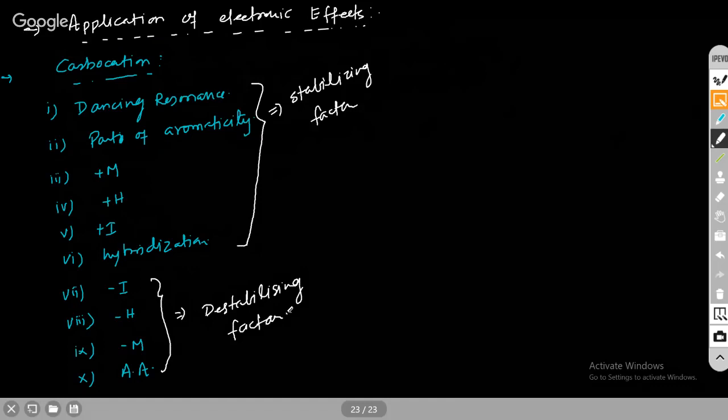Okay. The meaning of this is what? Suppose in the given molecule, suppose four molecules are given, right? And in those four molecules, in one molecule we have aromaticity possible, in another plus M, then plus H and plus I. So the molecule which shows aromaticity is most stable, then we'll have plus M, then plus H, and then plus I. This is the meaning of this. Understood?